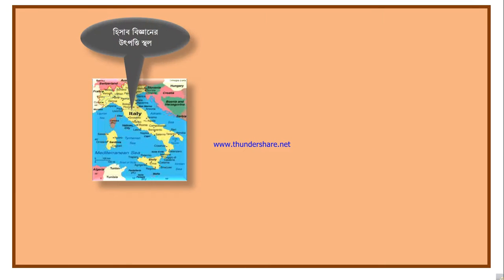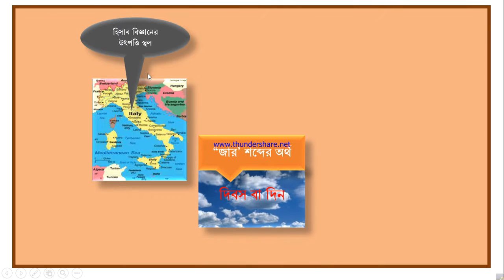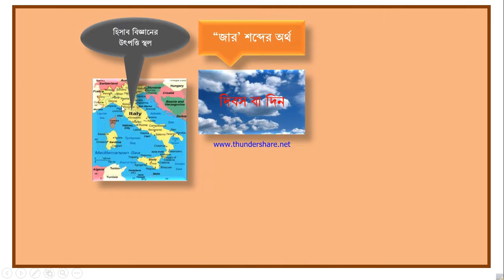We know very well that the origin of accounting came from the country Italy, right? From Italy. And the word journal, from here, the word jar has come from the word day. Jar means day.